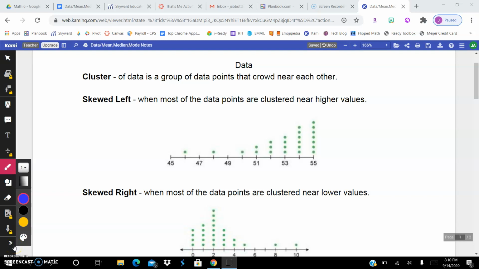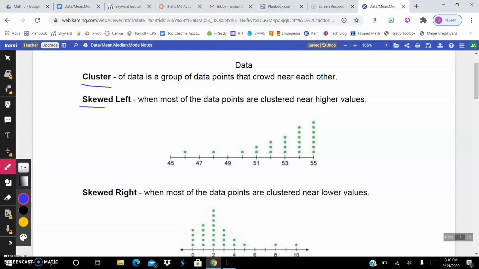We are going to look at data and also learn how to find the mean, median, and mode with today's lesson. So first vocab word here is cluster. A cluster of data is a group of data points that crowd near each other. So if they're clustered together.